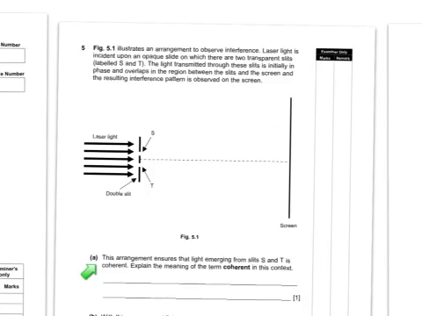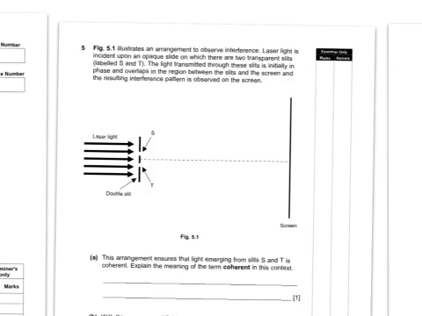So let's read what the first question is. This arrangement ensures that light emerging from slits S and T is coherent. Explain the meaning of the term coherent in this context. What I would like you to do is to imagine the wave coming out of S, just like this, and the wave coming out of T, just like this.